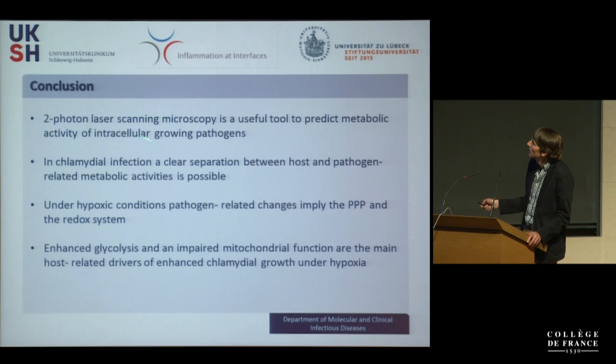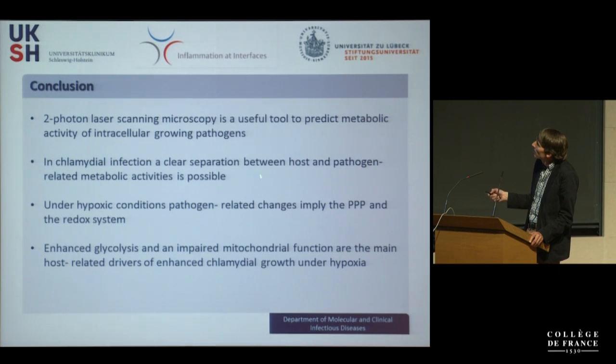Okay, I would end by saying that the two-photon laser scanning microscope is a useful tool to predict the metabolic activity, although it has limitations in the autofluorescence, which is not so highly specific, but we can do a clear separation between host and pathogen-related metabolic activities. And at least for chlamydia, it's a clear indication that in hypoxic conditions, the pentose phosphate pathway and the redox system are implied. And I think one of the major steps, and this has not been clear to date, is what the mitochondrial function really contributes to intracellular growth of pathogens.